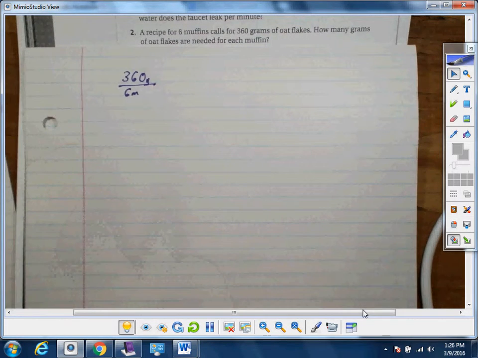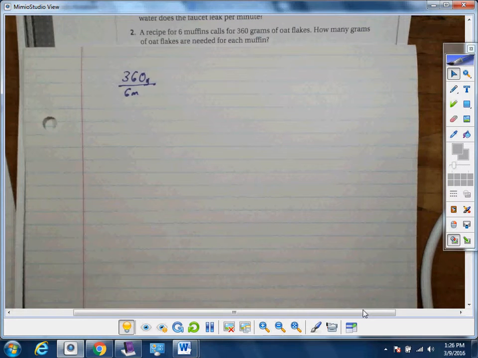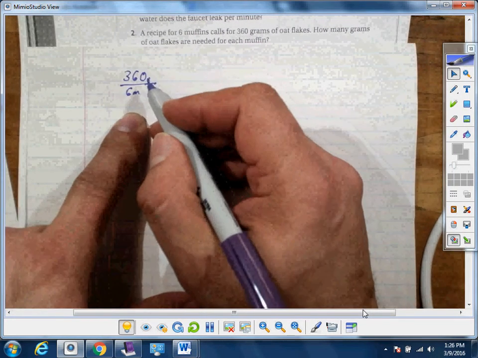Okay? Wait, why do you say 1? Because what they've given me is the information: 360 grams for 6. They asked me at the end of the question, how many grams of oat flakes are needed for each muffin? Meaning 1. So they want me to reduce it to 1. I know how many I have in 6. They want me to know how many I have in 1.